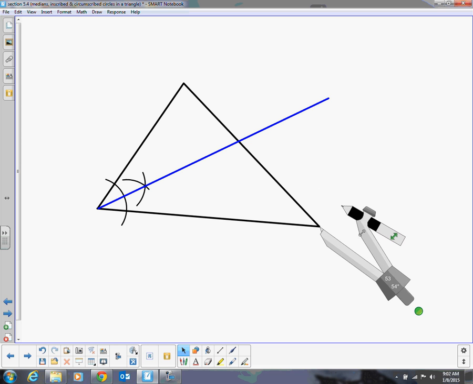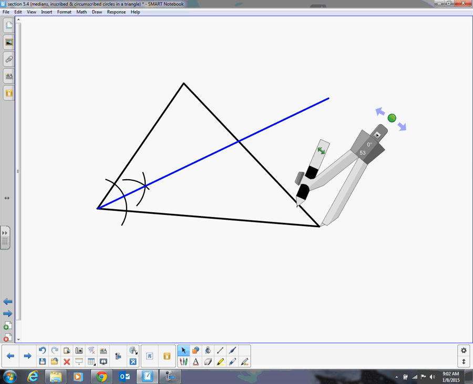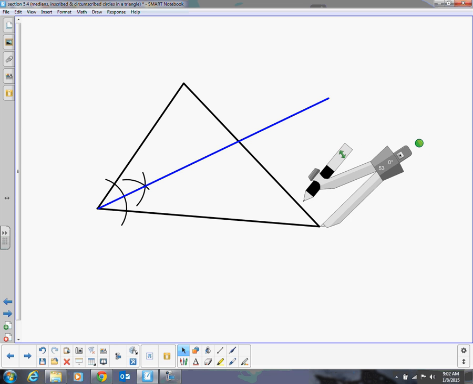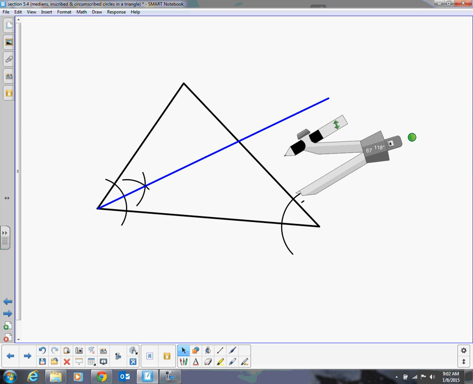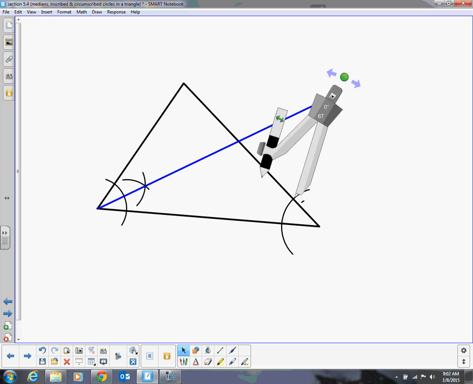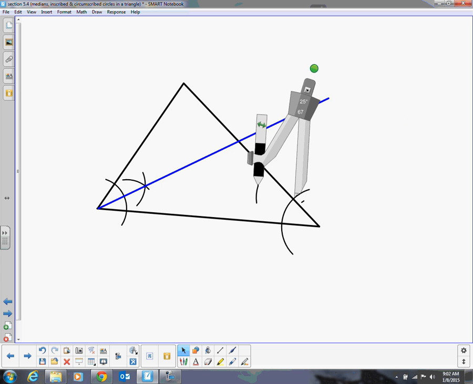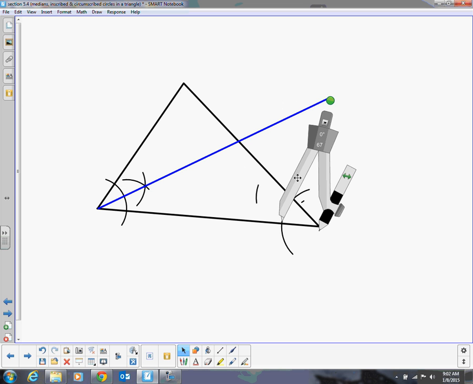So now I'm going to put my compass point on another angle of my triangle, and I'm going to draw an arc. So I'm bisecting this one. I'm doing the same construction I just did, except for another angle. So I'm going to do this arc. I'm going to flip it so we're over here.